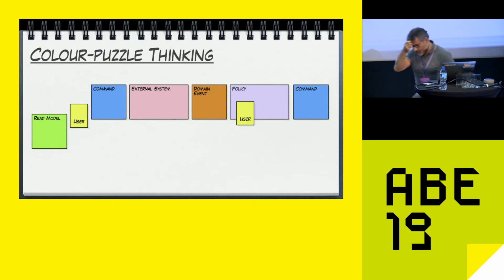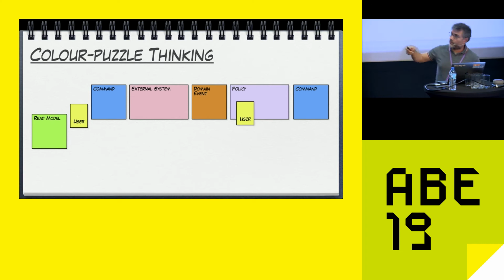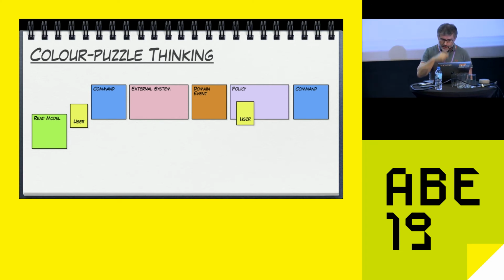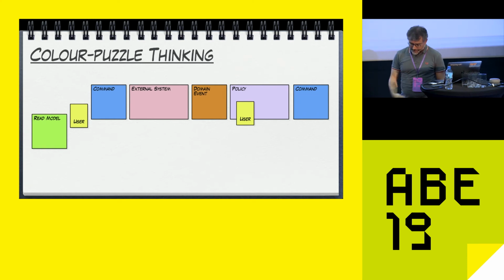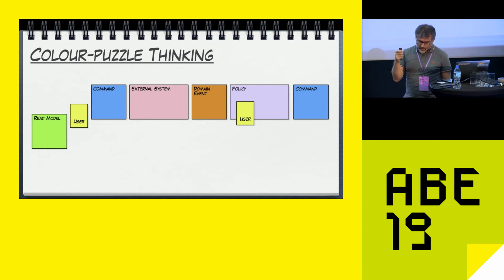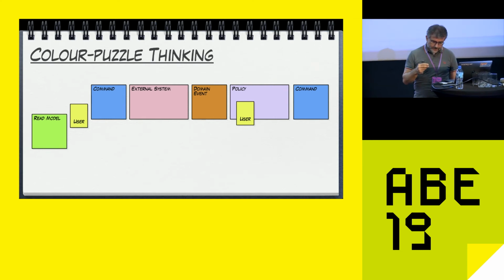The other thing which is weird is the fact that we are using this color puzzle thinking. That is the actual grammar, linearized. And it's actually disappointing for some, because whenever I get into action, I say, forget about command, system, domain event, and policies. These concepts are kind of weird to understand the first time.